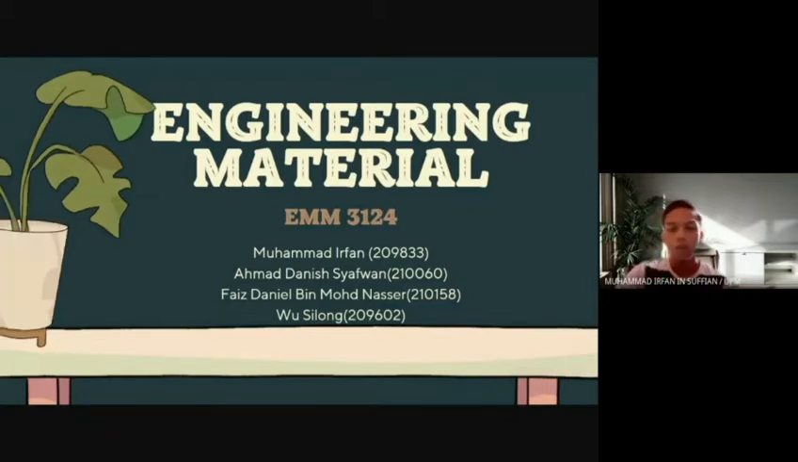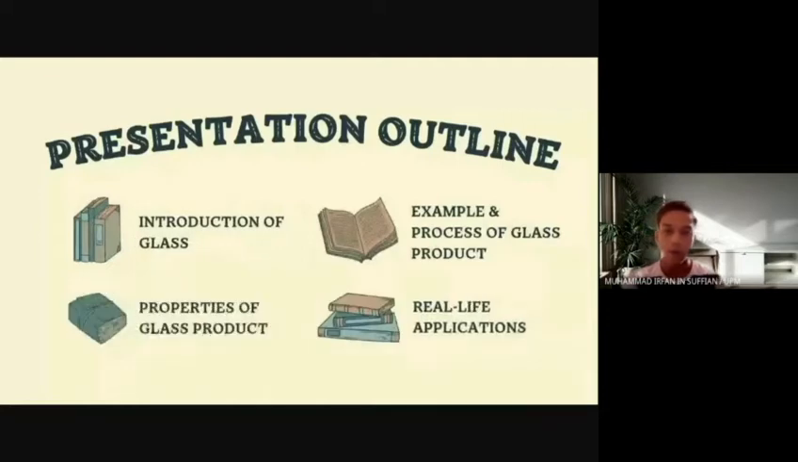So now that is the presentation outline for our presentation today. Firstly, we will introduce the glass and its properties. Next, we will give the example and the process of glass product. After that, we will explain about the properties of the glass product that we choose. And lastly, we will give you the real life application of the glass product that we have chosen and we will conclude the presentation today.